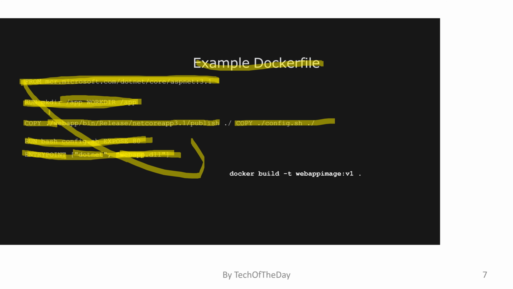In some application scenarios, the CMD or command instruction is used to start the application in the container image, so you will see that sometimes instead of entry point. With this Dockerfile written, we execute the docker build command with the parameters -t webapp-image:v1.